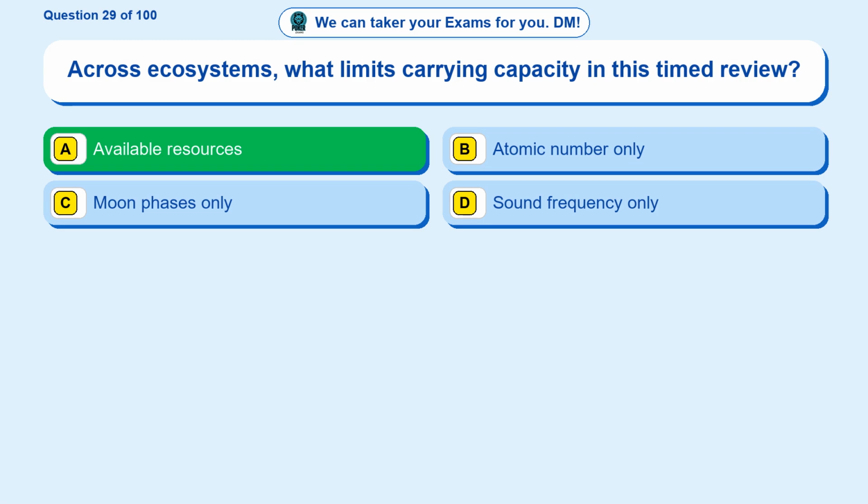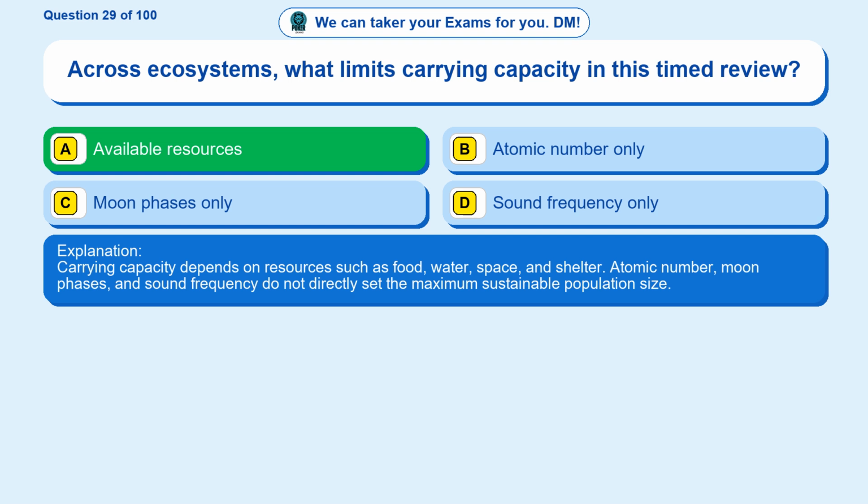Available resources. Carrying capacity depends on resources such as food, water, space, and shelter. Atomic number, moon phases, and sound frequency do not directly set the maximum sustainable population size.